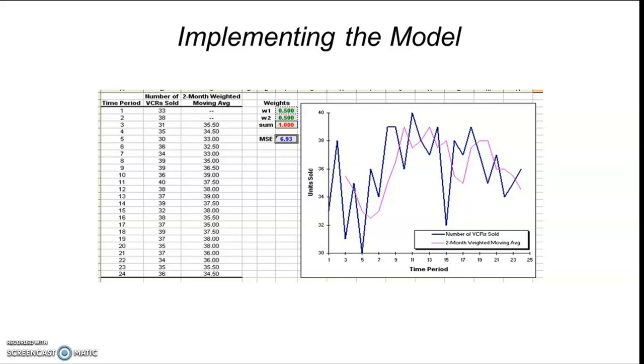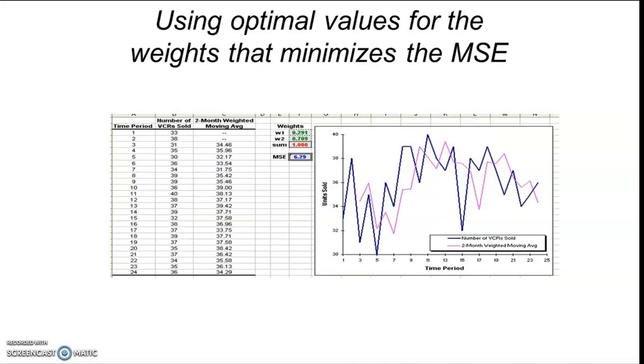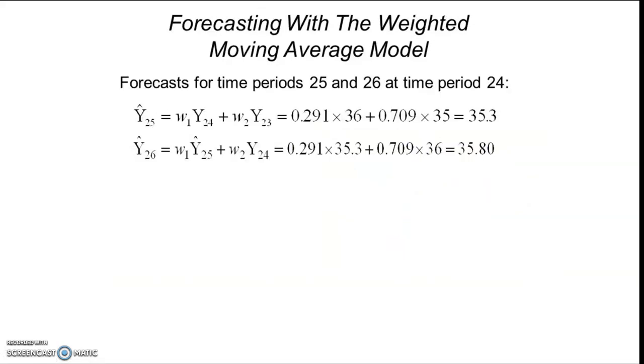So here we have the actual number of VCR sold, and then we have in the pink the 2-month weighted moving average, and here are the weights. W1 is 0.05 and W2 is 0.05, and the sum is equal to 1. So the MAD is equal to 6.93, and these are the 2-month weighted moving averages. This is using optimal values for the weights that minimize the MAD. So again, here we have 6.29 as MAD, and these are the graphs of the actual number of VCR sold and the 2-month weighted moving average. Forecasting with the weighted moving average model: these are how we can forecast values for the 25th and 26th time periods.